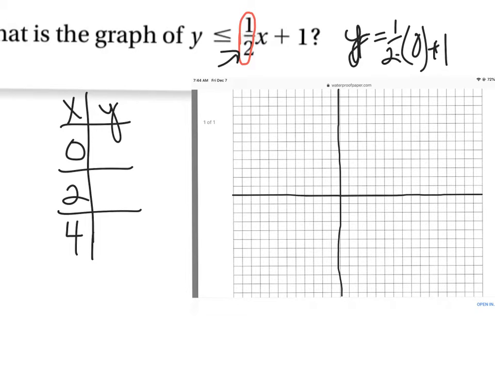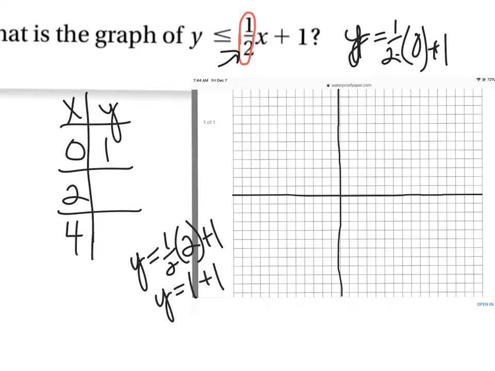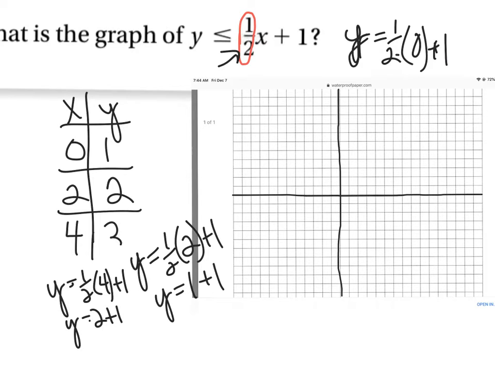So 0 in for x first. Half of 0 is 0, plus 1 is 1. That's our y-intercept, which we've talked about. If we put a 2 in, half of 2 is 1. 1 plus 1 is 2. And if we put a 4 in, half of 4 is 2. 2 plus 1 is 3.